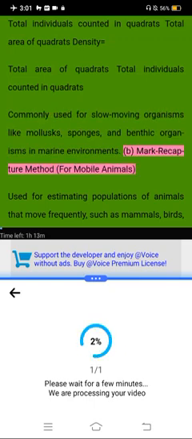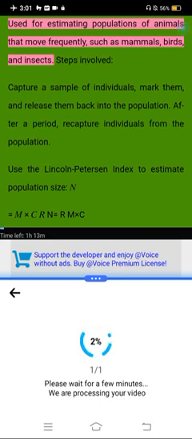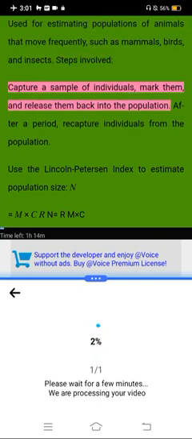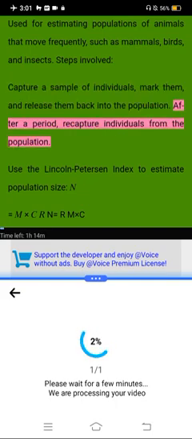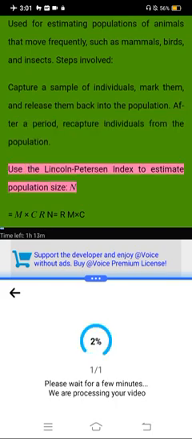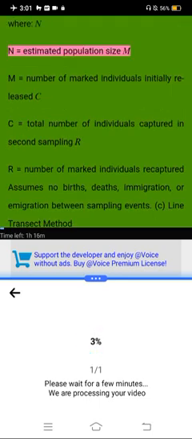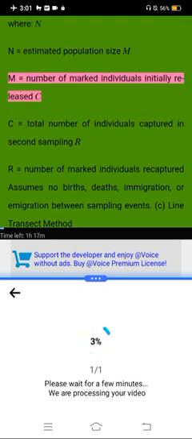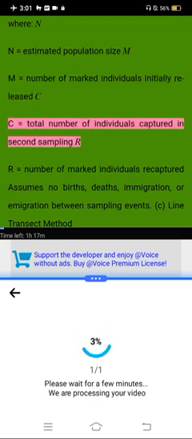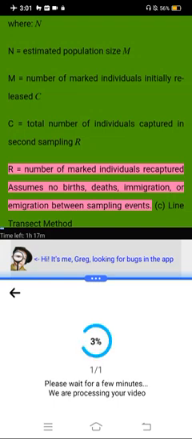B. Mark-recapture method for mobile animals. Used for estimating populations of animals that move frequently, such as mammals, birds, and insects. Steps involve: capture a sample of individuals, mark them, and release them back into the population. After a period, recapture individuals from the population. Use the Lincoln-Petersen index to estimate population size, N equals M times C divided by R, where N equals estimated population size, M equals number of marked individuals initially released, C equals total number of individuals captured in the second sampling, R equals number of marked individuals recaptured. Assumes no births, deaths, immigration, or emigration between sampling events.